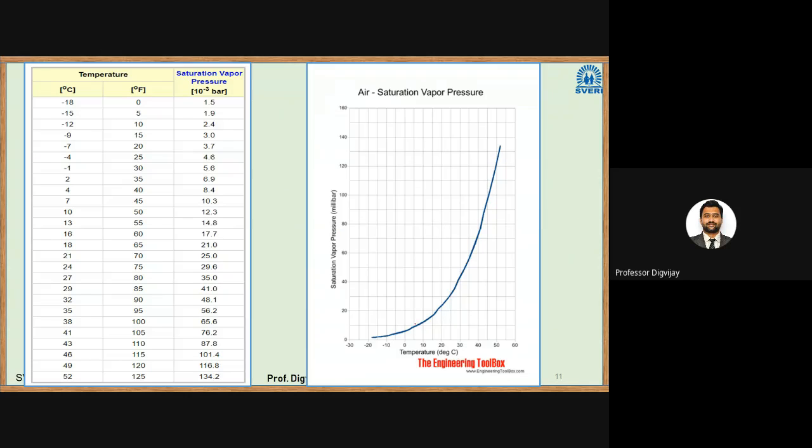Then I showed you in last lecture, this is the table. So this is a table of temperature versus saturated vapor pressure. As you can see, if I take a lower temperature of -7 degrees Celsius, the saturated vapor pressure here is 3.7. As the temperature increases, suppose it goes to +7, at 7 it is 10.3. So as you can see, as the temperature is increasing, saturation vapor pressure is also increasing.